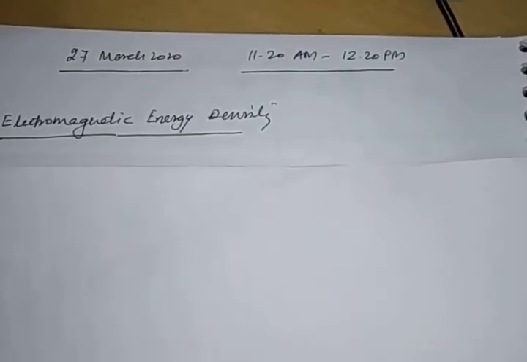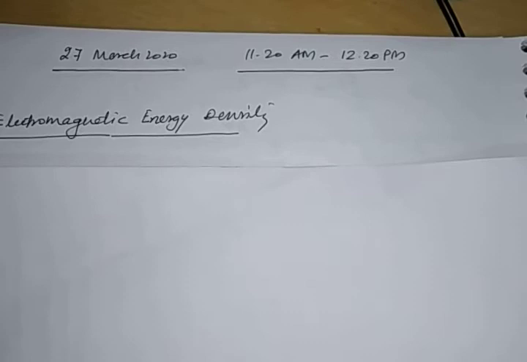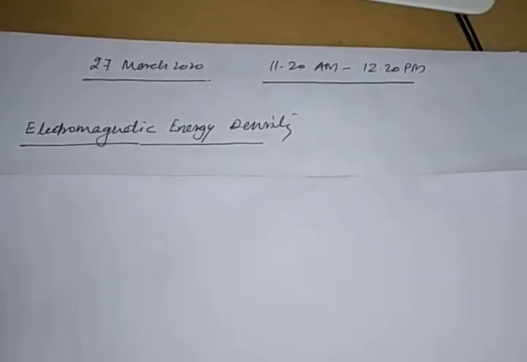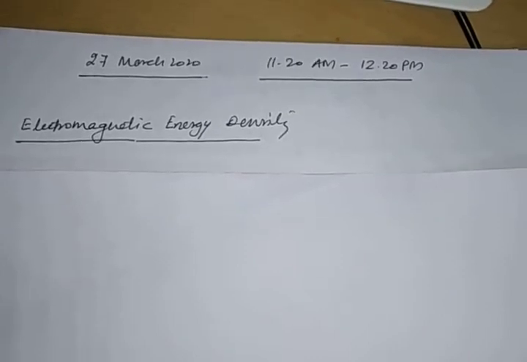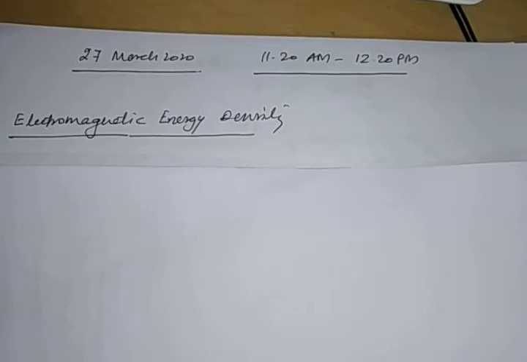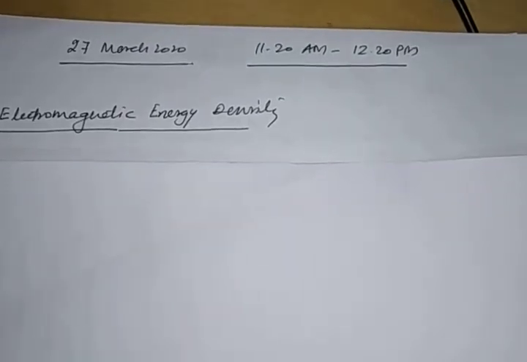Some of the values you have already achieved during your physics classes in 11th and 12th. So I am starting first with the topic electromagnetic energy density. As you know, electromagnetic energy consists of two parts. One part is the energy related to the electrostatic part, and another is the magnetostatic part.